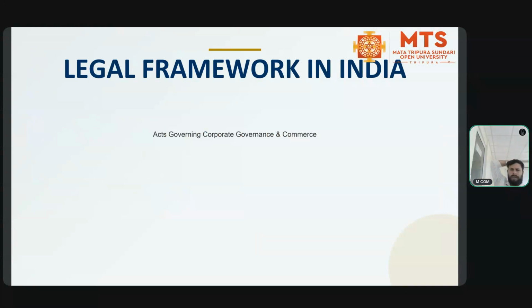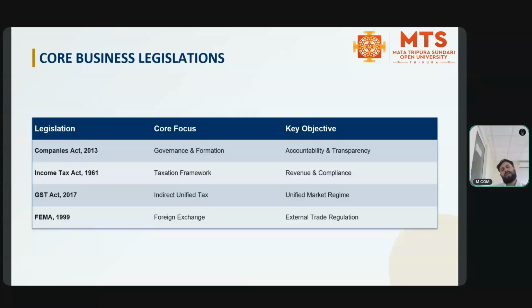Legal framework in India. That means what are the legal frameworks that protect the intellectual property rights in India. The first legislation is the Companies Act 2013, which focuses on governance and information, accountability and transparency. Second one is the Income Tax Act 1961. Third is the GST Act 2017. Fourth is the FEMA Act 1999. And last will be the intellectual property rights.